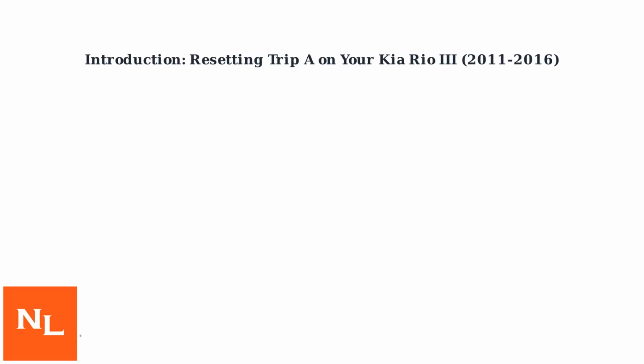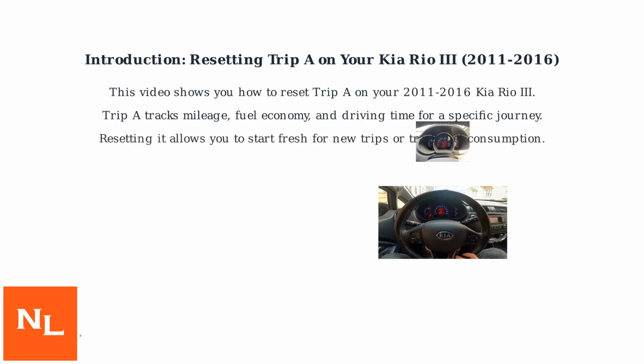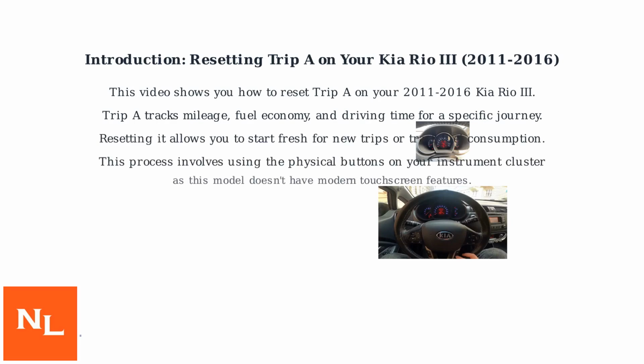This video shows you how to reset Trip A on your 2011 to 2016 Kia Rio III. Trip A tracks mileage, fuel economy, and driving time for a specific journey. Resetting it allows you to start fresh for new trips or track fuel consumption. This process involves using the physical buttons on your instrument cluster, as this model doesn't have modern touchscreen features.